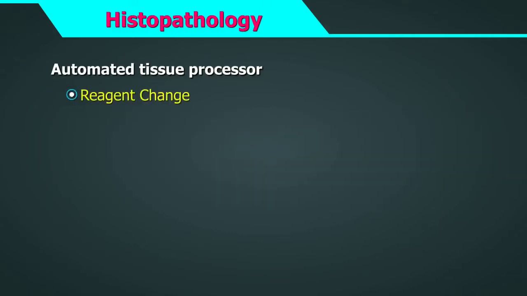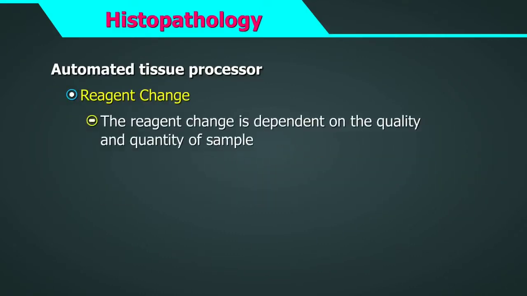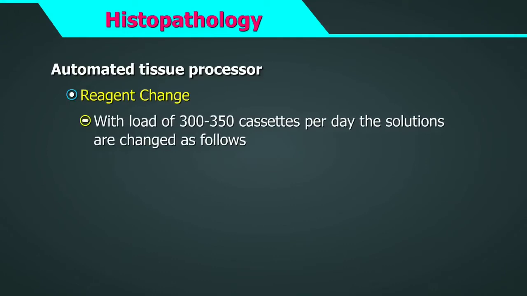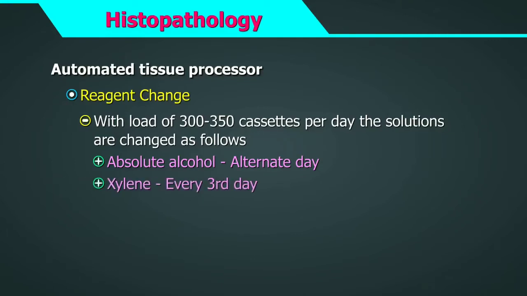The reagent solutions should be changed depending upon the quality and quantity of samples processed. Typically, with a present load of 300 to 350 cassettes per day, the solutions need to be changed as follows. Absolute alcohol in the first container, on alternate days; xylene, every third day; and wax, weekly. However, formalin needs to be changed every day.